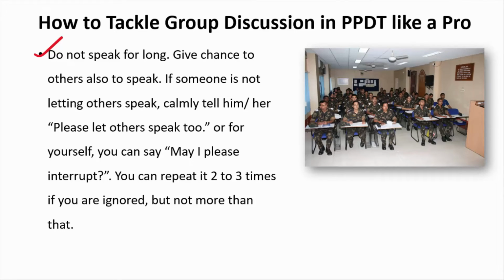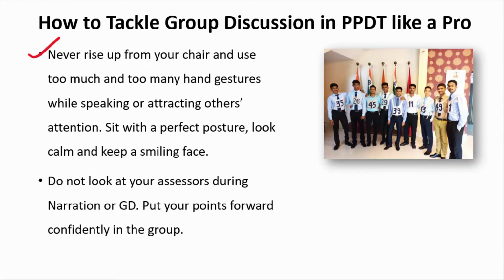If someone is not letting others speak, calmly tell him or her, please let others speak too. Or for yourself, you can say, may I please interrupt? You can repeat it 2 to 3 times if you are ignored, but not more than that. Never rise up from your chair and use too many hand gestures while speaking or attracting others' attention. Sit with a perfect posture, look calm, and keep a smiling face.